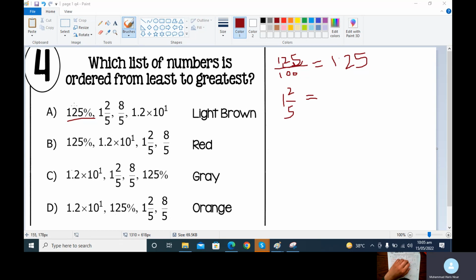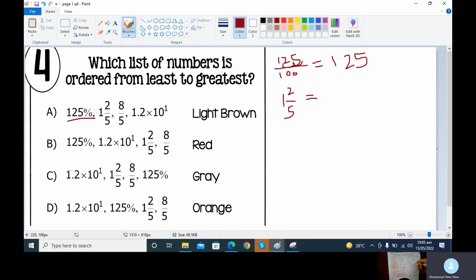So 125% equals 1.25 in decimal, and this is a mixed form. Can you explain what you did for 125%? We simply converted it to decimal because the question is which list of numbers is ordered from least to greatest. The first number will be the least, the next a bit greater, and the last number will be the greatest.